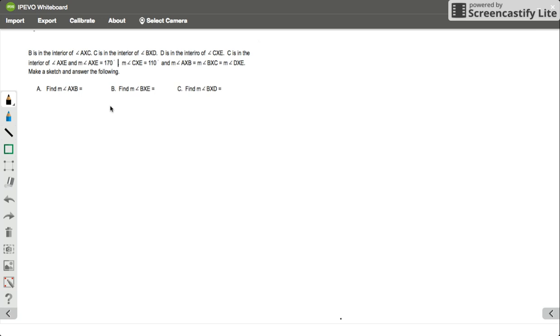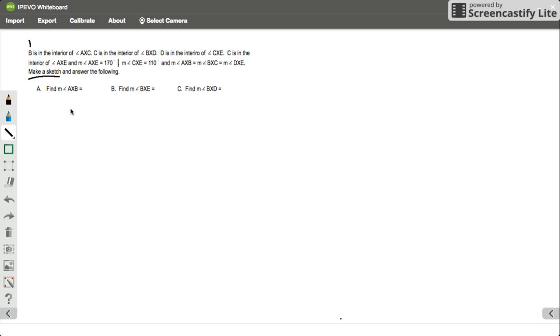We're going to work on an example problem using the angle addition postulate when we have multiple angles. Our first task is to make a sketch for this particular problem. So we're going to start this first piece. B is in the interior of angle AXC.